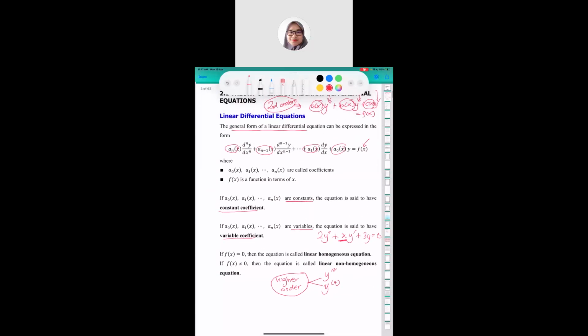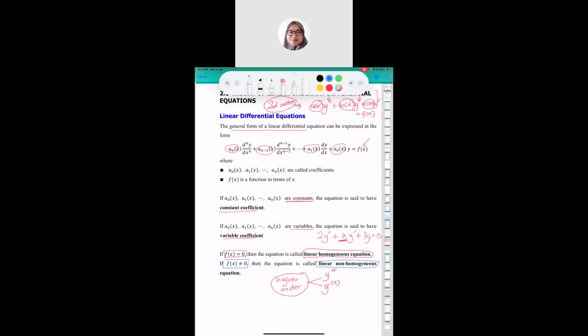Okay, so if f(x) equal to 0, kita call dia as linear homogeneous equation. If f(x) not equal to 0, we call it as linear non-homogeneous equation. So homogeneous untuk first order dengan homogeneous untuk second order berbeza. Homogeneous for the first order, dia jenis equation. Type of the equation is homogeneous equation.